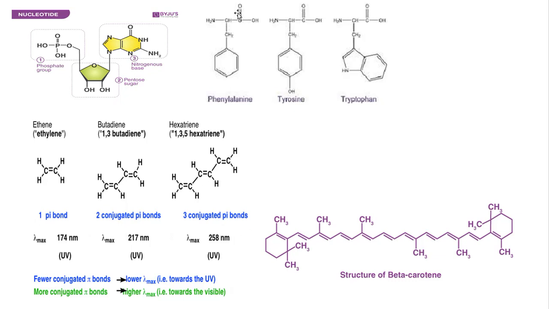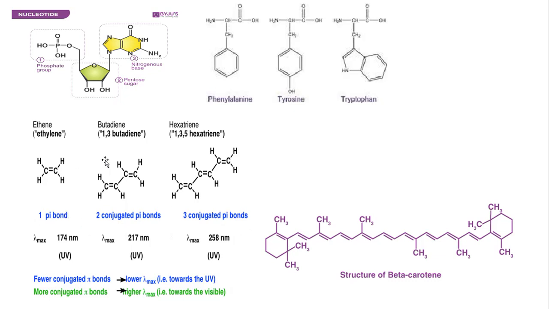Then we have here ethylene, 1,3-butadiene, and 1,3-hexatriene. If you see, the maximum wavelength for the absorption increases as the conjugation increases. Let's say ethene has one pi bond, and the maximum absorption is at 174 nanometer.